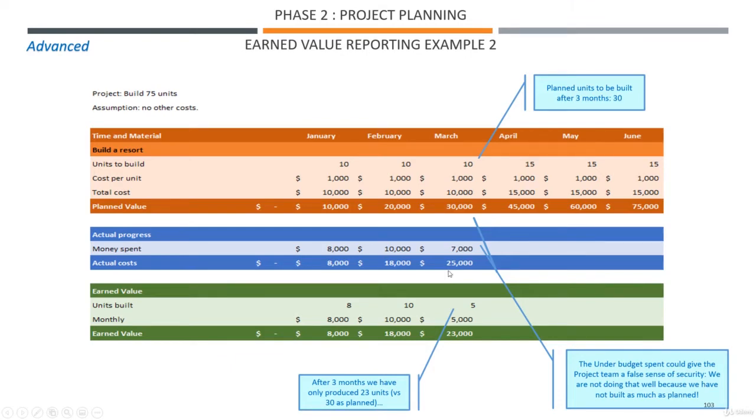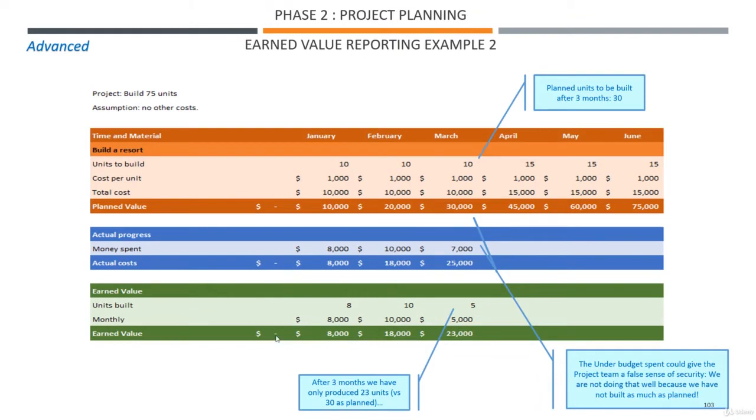So you would be checking your budget. You would say, we're cool, after 3 months I've only spent $25,000, and that's ahead of my scheduled budget. I'm doing very well. But you have only built 23 units. So I think the earned value is a good tool so you don't get too comfortable.